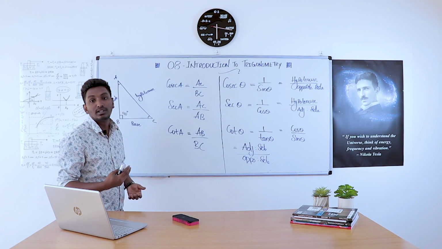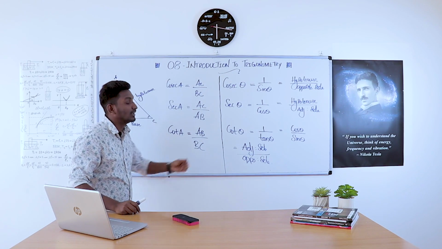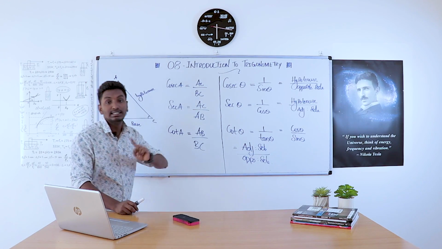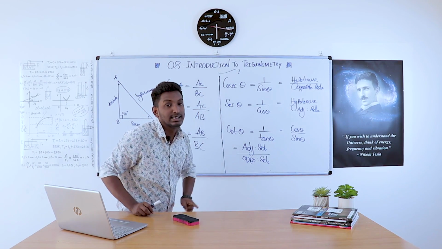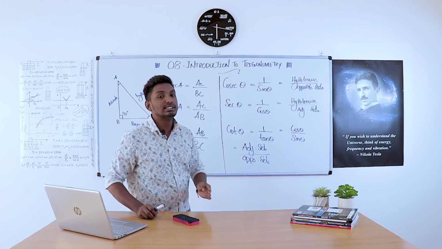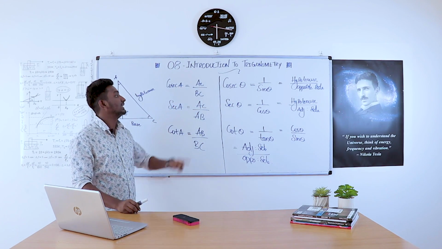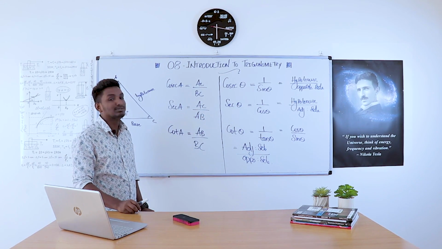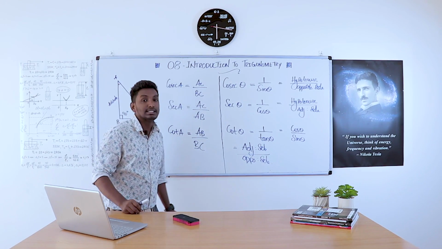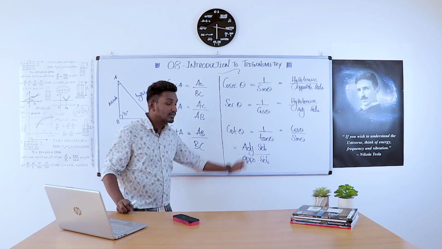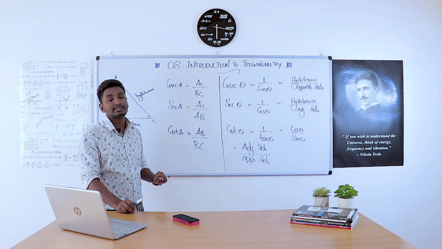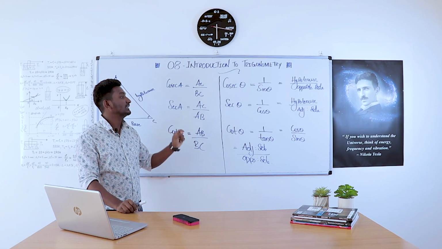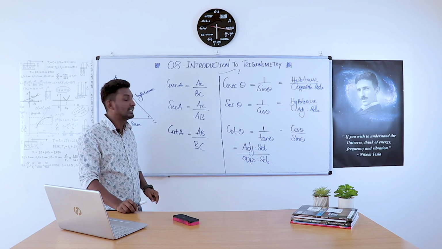Just recollect once more. What is sine theta? Sine theta is equal to opposite side by hypotenuse. Cos theta is equal to adjacent side by hypotenuse. Tan theta is equal to sine theta by cos theta, that is opposite side by adjacent side. Cosec theta is the reciprocal of sine theta, that is 1 by sine theta, which is hypotenuse by opposite side. Sec theta is 1 by cos theta, which is hypotenuse by adjacent side.